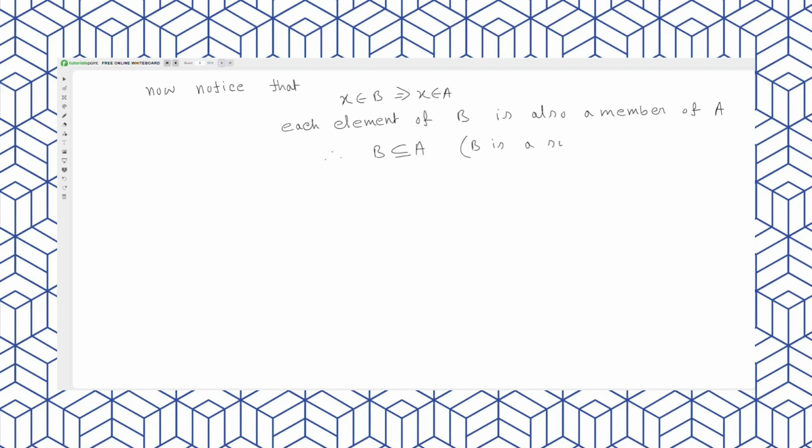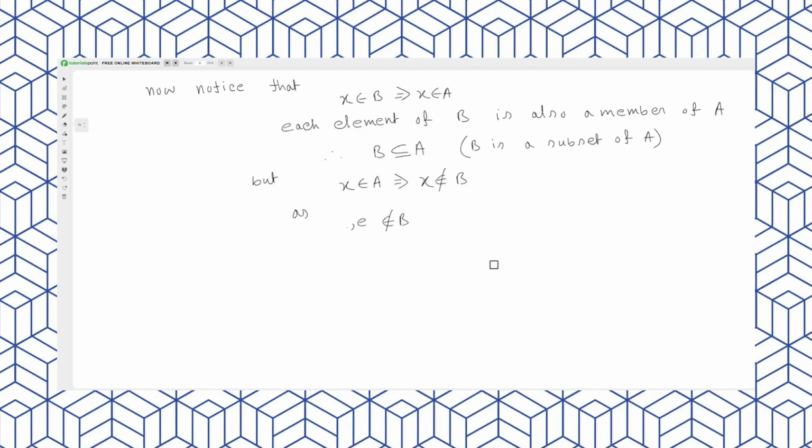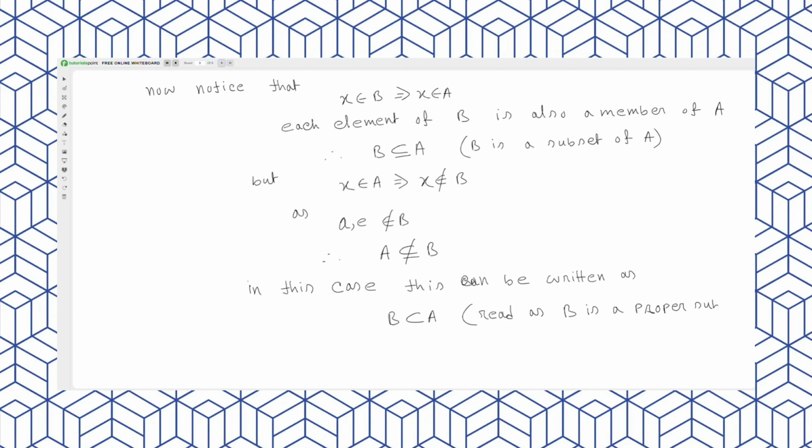Okay. But look at the other side. x belongs to A does not imply x belongs to B, as A and E are not in B. Actually, it should be A and E, not D and E. Thus, we have to write it as A, then the symbol with a cut through it, then B. That means A is not a subset of B. In the other case, this can be written as below and read as B is a proper subset of A.